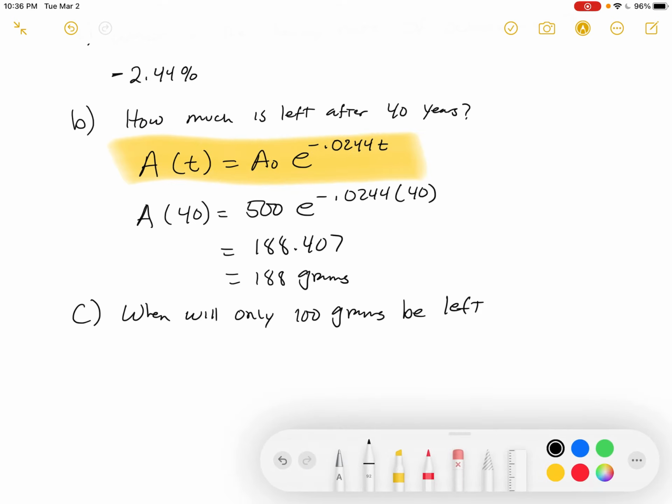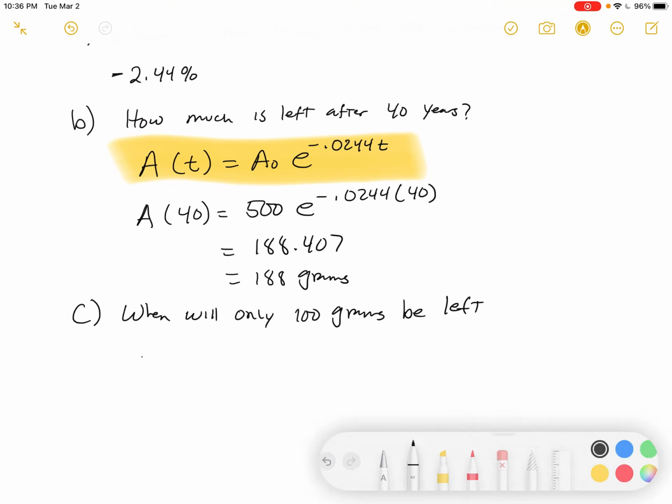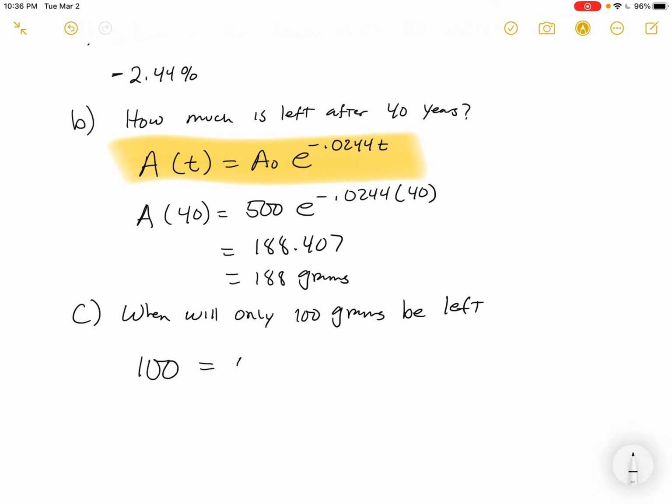Well, what do we want? We want an amount to be left. What are we looking for? We're looking for when. We're looking for time. So the amount that's left is 100. I started with 500, and I got e to the negative 0.0244t. We're going to divide by 500, and I'm going to get 100 divided by 500.